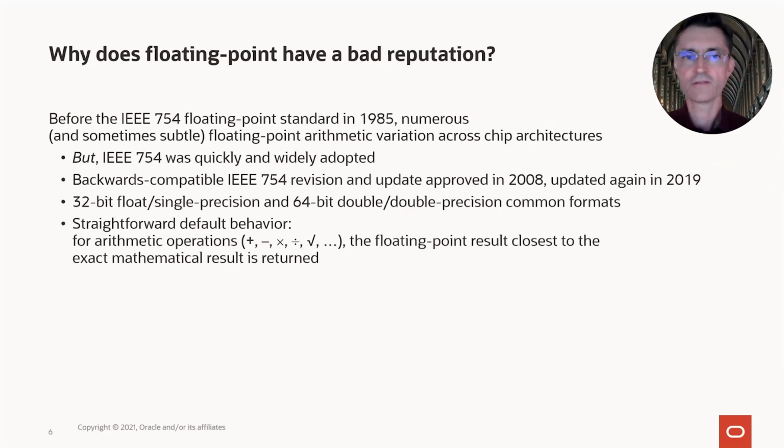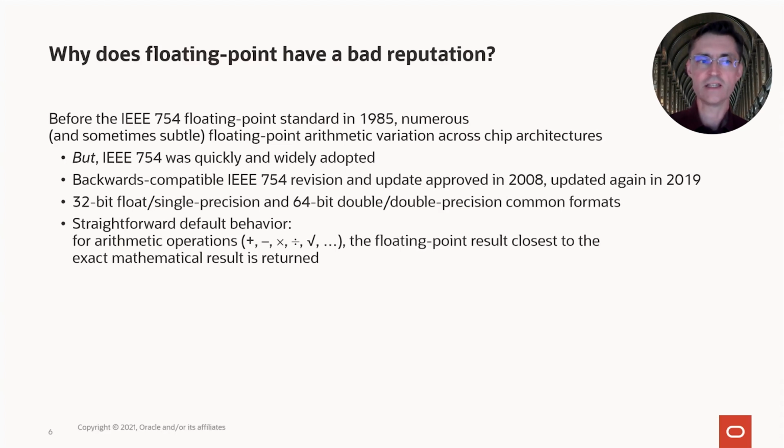Why does floating point have such a bad reputation? Before the IEEE 754 standard came into force in the mid-'80s, every architecture had a different floating point arithmetic, and there was a lot of variation, and it was hard to get cross-platform portability. But that standard was widely adopted, and the IEEE 754 standard has been revised and kept current over the decades.